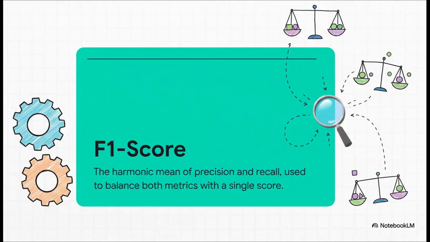So what happens when you can't sacrifice either one? What if you need both correctness and completeness? Well, that's where the F1 score saves the day. It basically squishes precision and recall together into one single number, which gives you a nice, balanced way to see how well your model is performing overall.